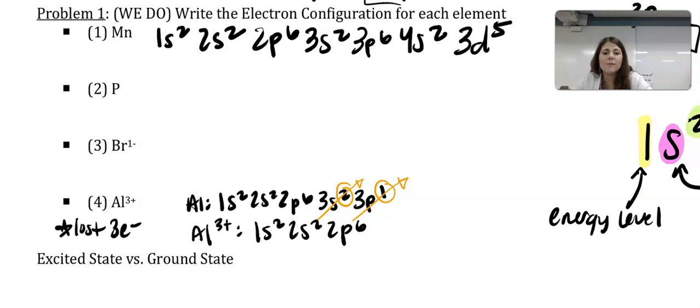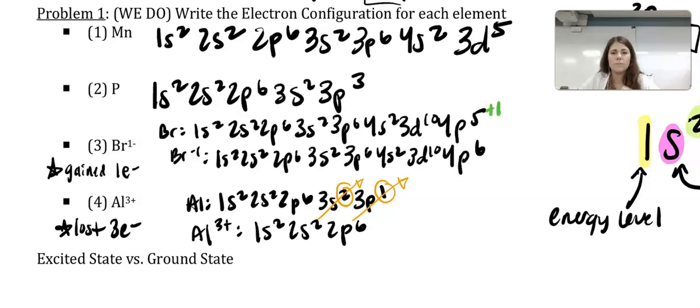All right, why don't you pause the video and try the other 2 out yourself? All right, so let's look at the answers. So phosphorus was found in the 3rd row, which is in the 3p, so that should have been your last part of the electron configuration. And so here we got to the 3p3.